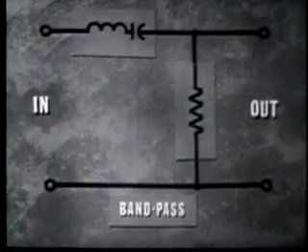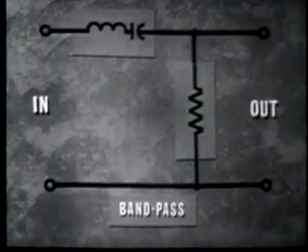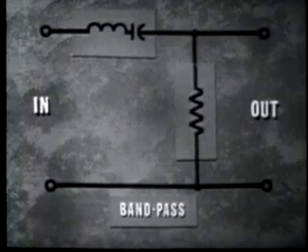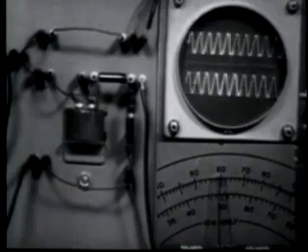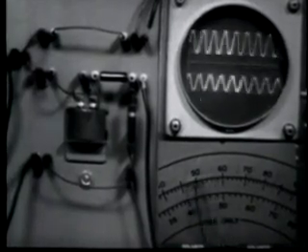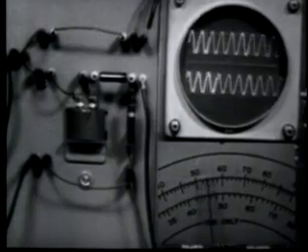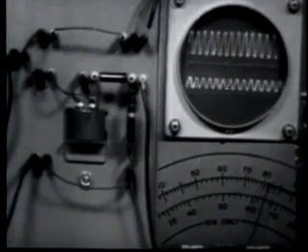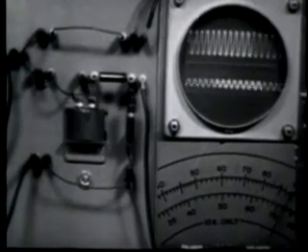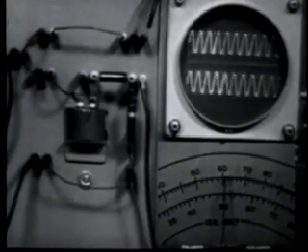A series tank circuit placed in the series position of the filter will pass a band of frequencies around resonance and reject those above and below resonance. Because a series tank offers minimum impedance to frequencies close to resonance and will pass them, but to all other frequencies it offers maximum impedance and thus rejects them.